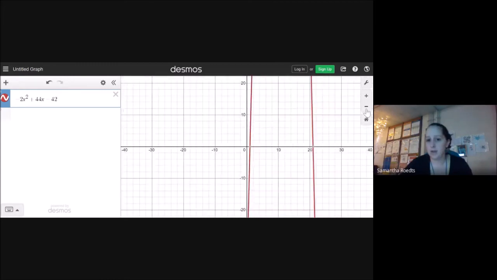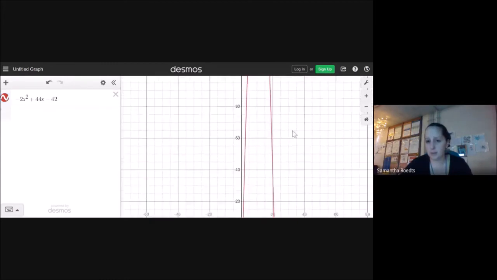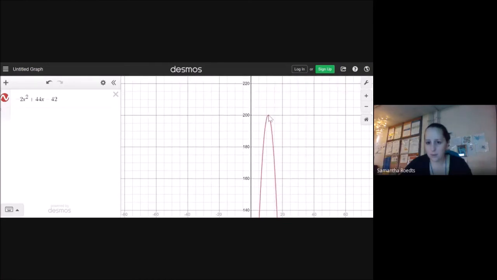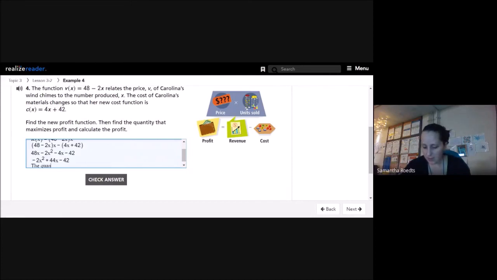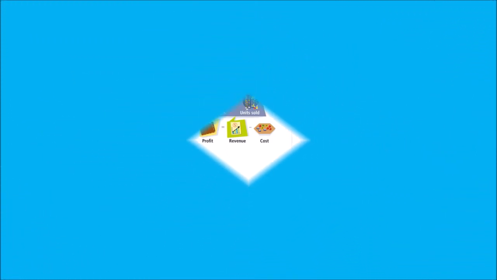Let me zoom out a little bit and up. Okay, so here's my vertex, which is (11, 200). So if she makes 11 wind chimes, she will make a maximum profit of $200. So the quantity that maximizes the profit is 11 wind chimes, and the profit is $200.